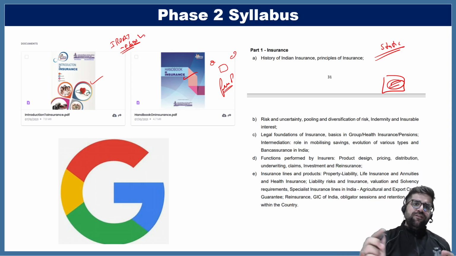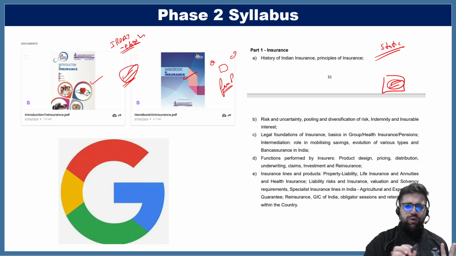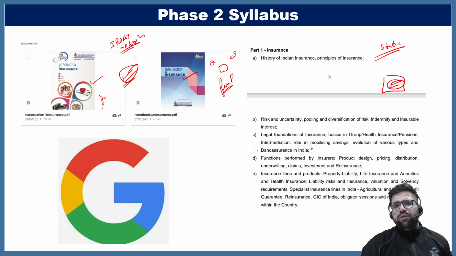Fundamentals you can build from ebooks or from any fundamental book you prefer, but I will prescribe these ebooks because they are free and of good quality also. You can download them, take a print, and read. But for certain concepts like bank insurance, you will find the meaning, but what about the models of bank insurance? That you will not find.